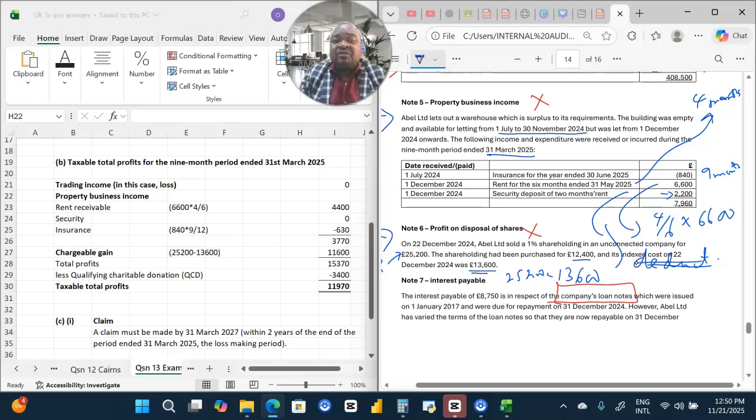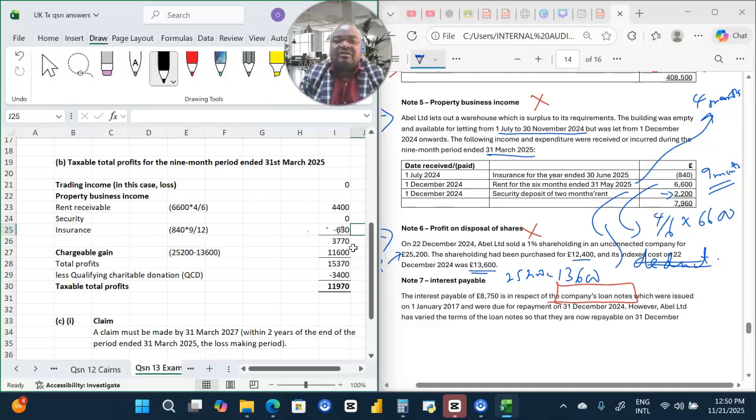Now, for the expenses, insurance for the year ended 3rd December. This one was a negative figure, as you can see there, but we are saying only 9 months apply. So this is why we are saying 840 multiplied by 9/12, and we get that amount. Don't know what's happening. It's not responsive.